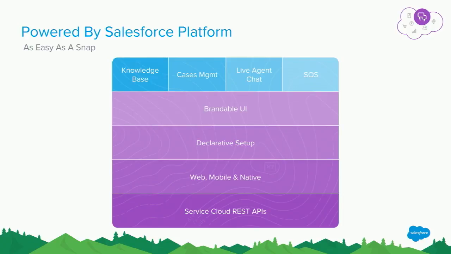And this is our architectural slide. We sit right on top of core. We're leveraging the platform in every way possible when it comes to authentication, security, error handling, and networking, which is really important for mobile Snap-ins. Once you have the platform, then you have the declarative setup. And then the piece I'd like to point out is the branding UI.